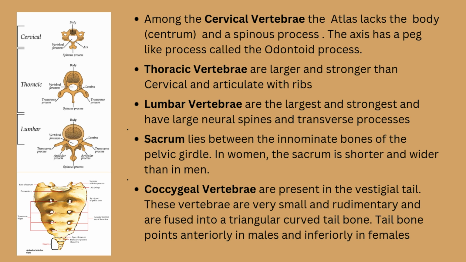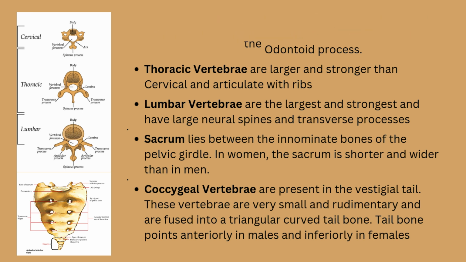Sacrum lies between the innominate bones of the pelvic girdle, and in women the sacrum is shorter and wider when compared to the men. The coccygeal vertebrae, which are present in the vestigial tail, are very small and rudimentary, and then they are fused into a triangular curved tailbone. And in the women, the tailbone points inferiorly, whereas in the men, it points anteriorly.